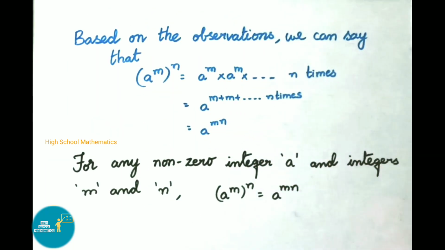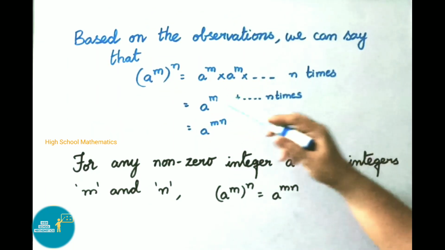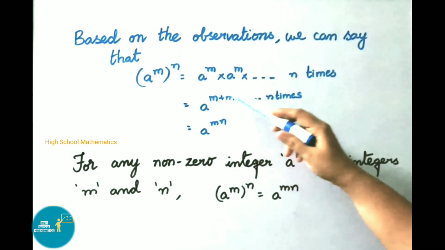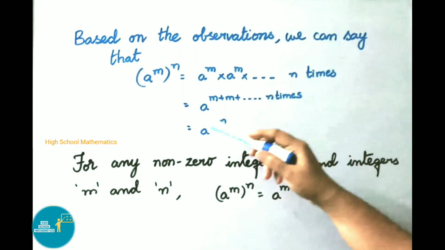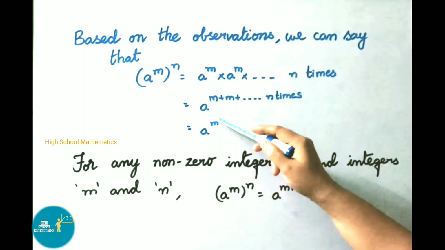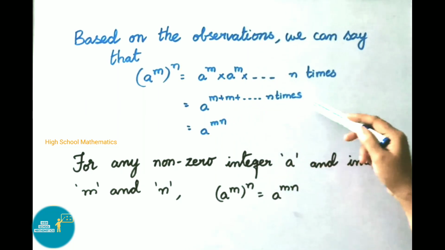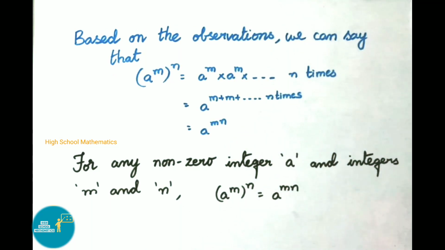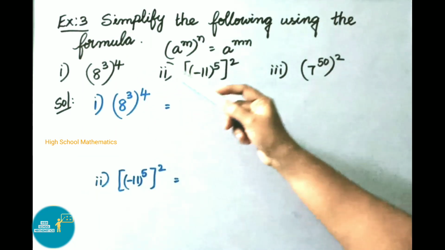Based on the previous observations, we can say that a power m whole power n equals to a power m multiplied n times. That equals to, since bases are equal, we can add their exponents. So a power m plus m so on n times, that equals to a power mn. For any non-zero integer a and integers m and n, a power m whole power n equals to a power mn.